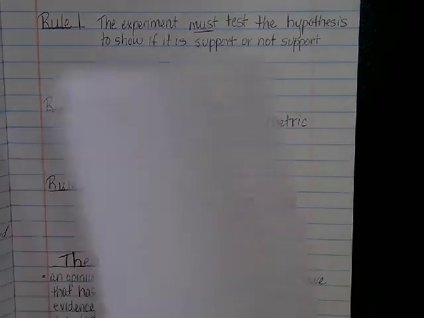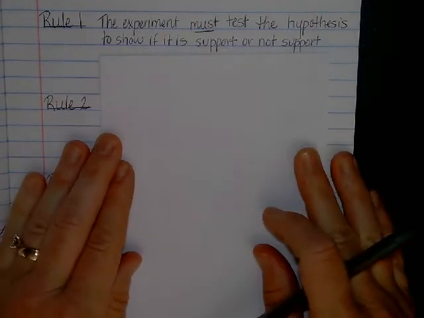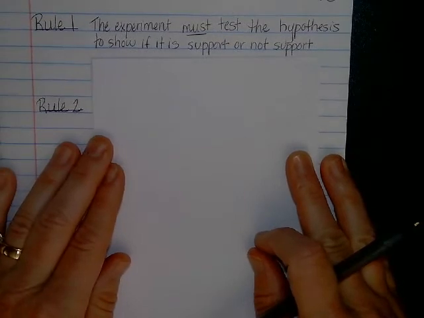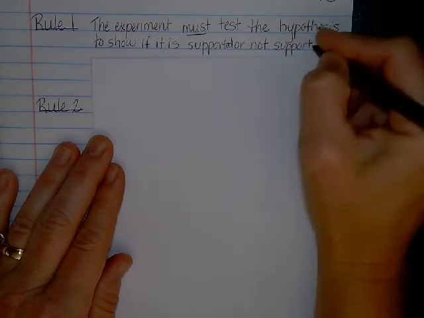Okay? And so we just have some basic rules to kind of go by for scientists, because in order to be valid and in order to be reliable, scientists need to work off of the same rules. So this is kind of a summary of those steps. Rule 1, your experiment must test your hypothesis to show if it is supported or not supported, right? Should have said supported.